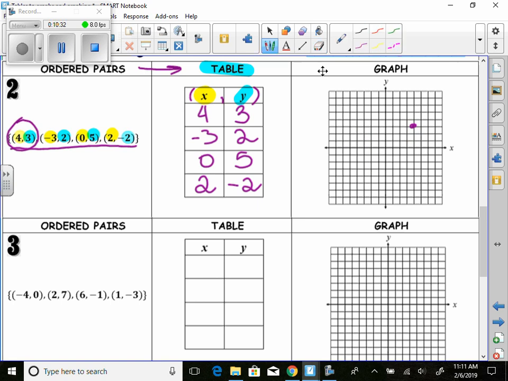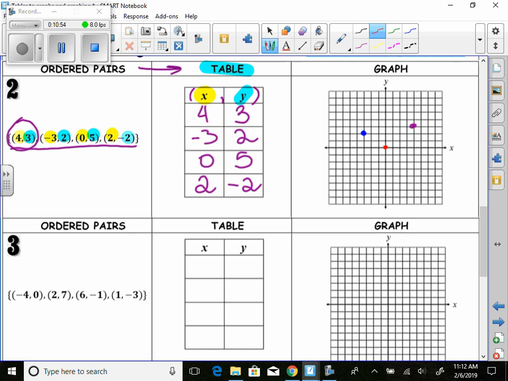Whoops, let's erase that. 3, 2 up, there we go. 0, 5. So zeros can be tricky. You have to realize that again, you're going left and right first. So how many units do you need to go left or right? Well, 0. That means you're going to stay right where you're at. And then you're going to go 5 either up or down.